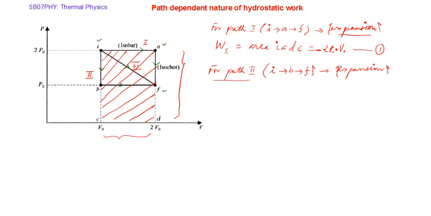Now, what will be the area here? This straight line IB represents once again an isochoric process at V0, and BF represents an isobaric process at P0.